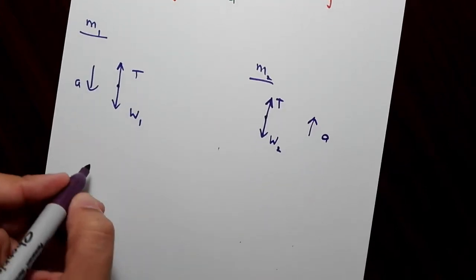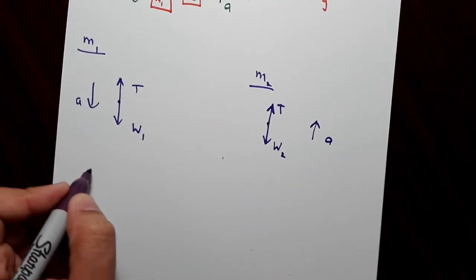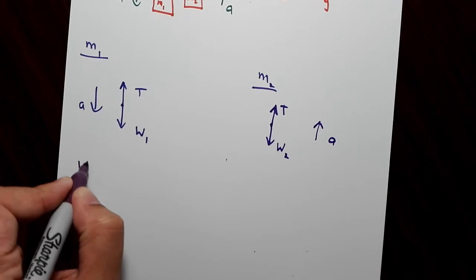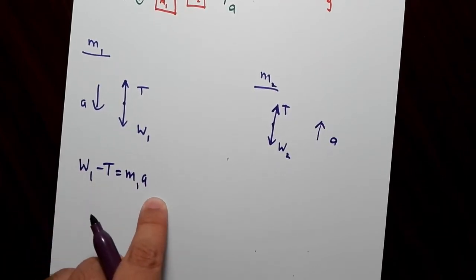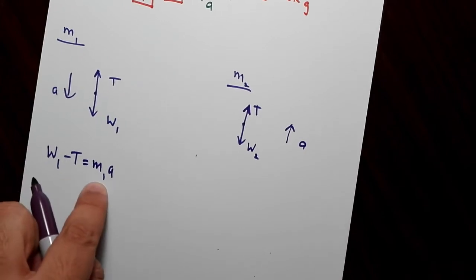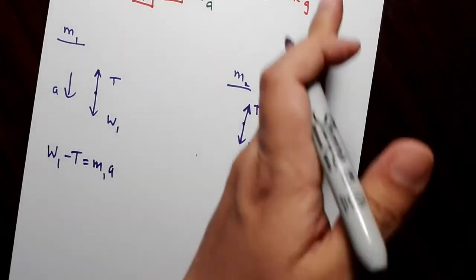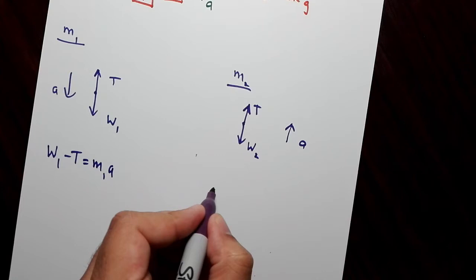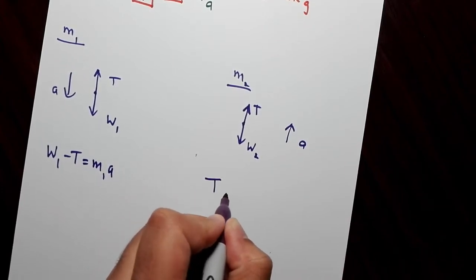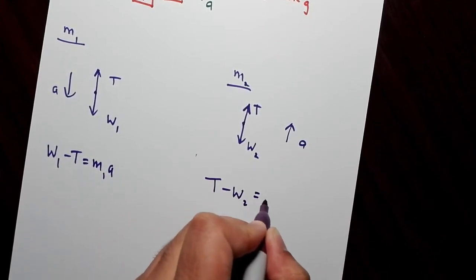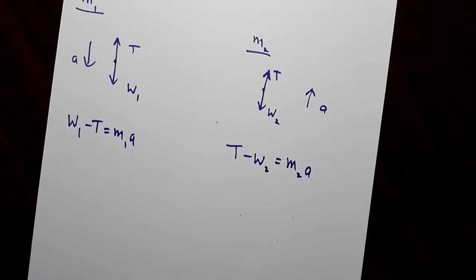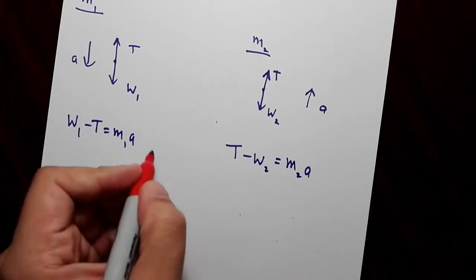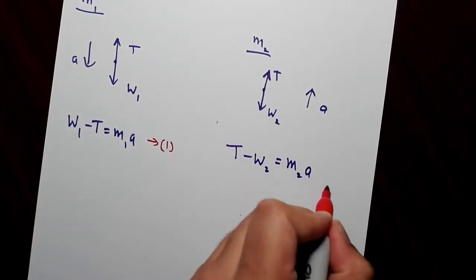Now let's write Newton's second law. We get W1 minus T equals M1A. So F net equals mass times acceleration. Make sure you have mass M1 over here. And this guy's moving up, so tension is greater than W2, so you get T minus W2 equals M2A. Okay, so let's call this equation 1 and this equation 2.